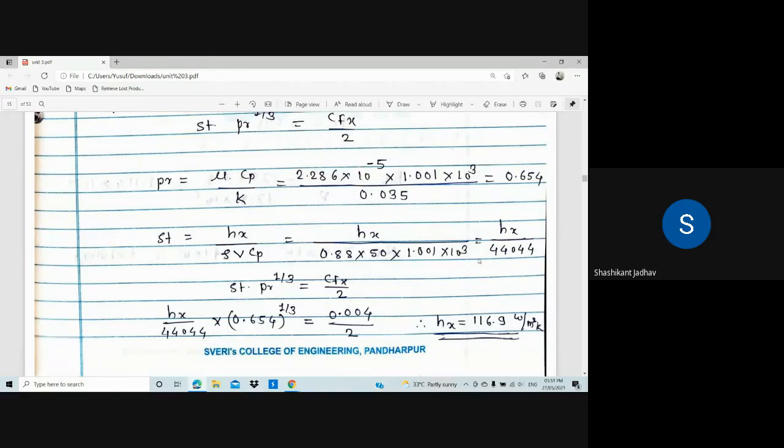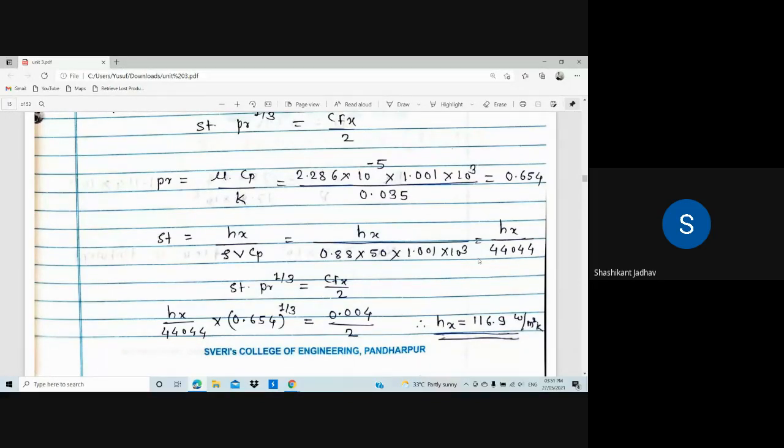Stanton number is Hx by 44044. Okay, and then we have to use the relation. They have given the relation as Stanton number into Prandtl number raised to 1 by 3 equals Cfx by 2. So in that equation we put the value of Stanton number, put the value of Prandtl number, and find out the value of Hx. All of you do the calculation by yourself. From that we get the value of Hx as 116.9 watt per meter square per Kelvin.